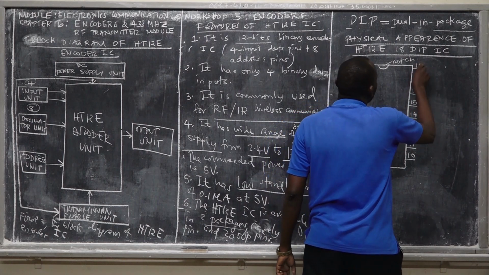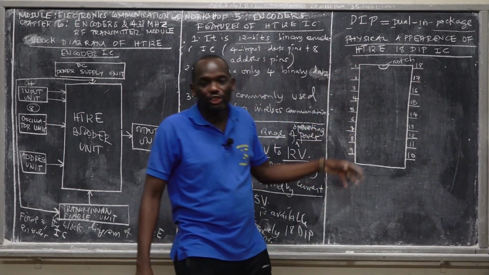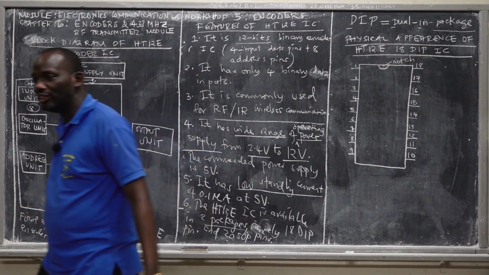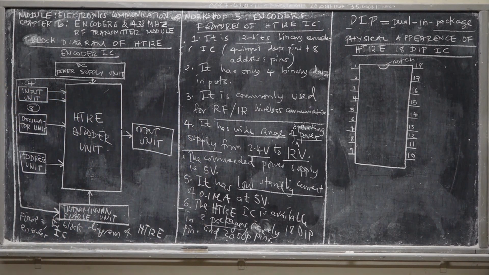18. So what are the meanings of 1 to 18? Class, 1 to 18, what does it mean? Pin numbers. Say pin numbers. Yes, integrated circuits, all the integrated circuits have pin numbers, not pin names.